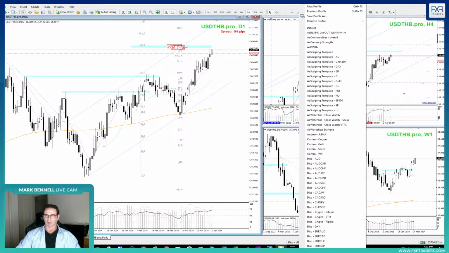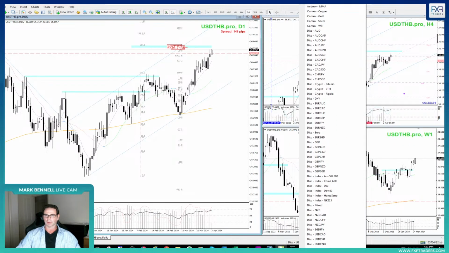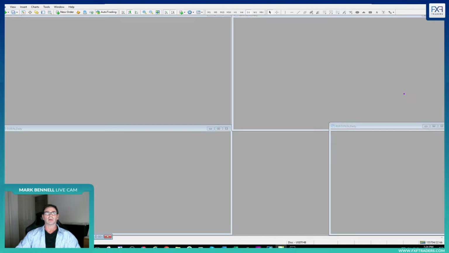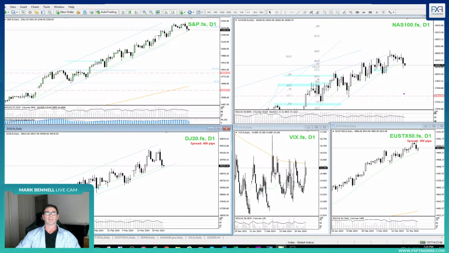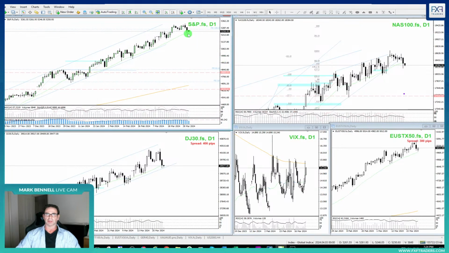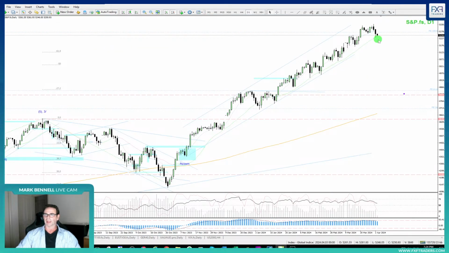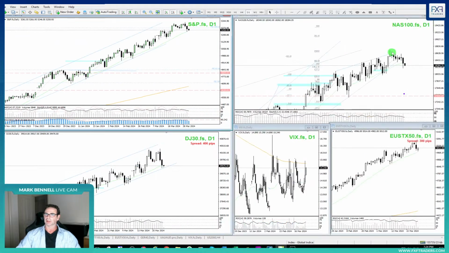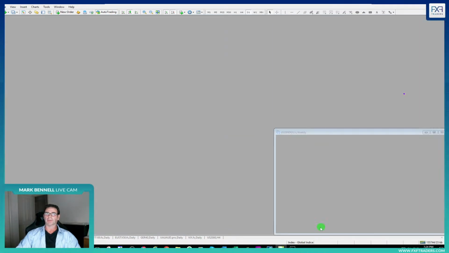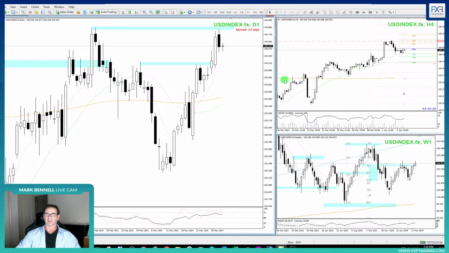I'll just show you a couple of those on my charts. I've got the futures chart, and notice the pullback in here, right to the 20. You can see it on the others, NASDAQ, the Dow. This is why I use the futures chart. Dollar index, so we tested the high there.